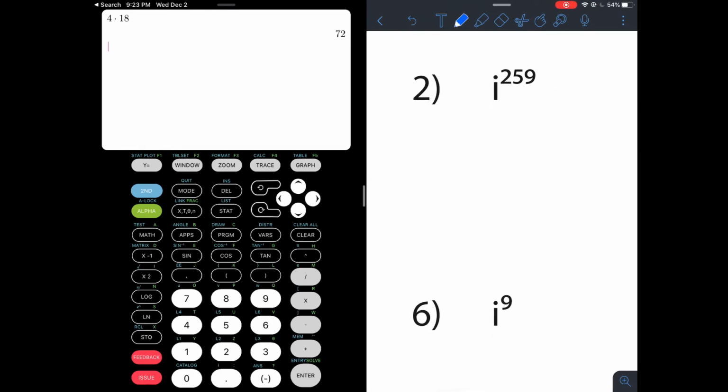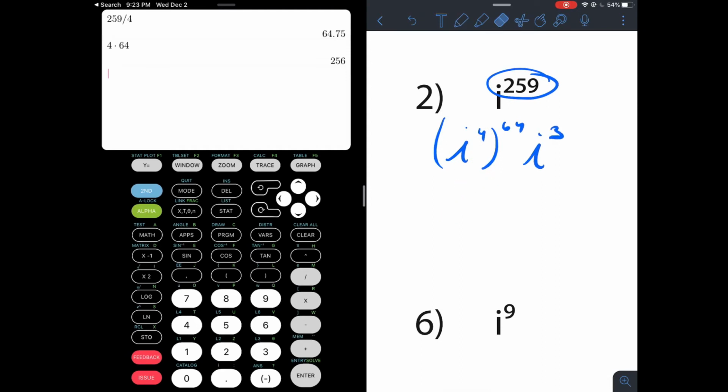And if we go here, this again looks real scary, right? We got 259. Well, let's try it. We're going to do 259 divided by 4, and that gives us 64. So we're going to do i to the 4th raised to the power of 64. 4 times 64 is 256. So we got up to i to the power of 256. How many more do we need to get to 259? We're going to need 3 more.